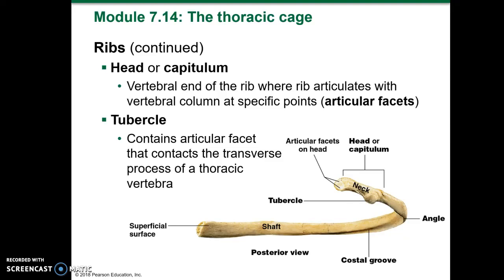This is the vertebral end of the rib where the rib articulates with your vertebral column. And specifically, it articulates at the articular facets. The tubercle contains articular facets that contact the transverse process of the thoracic vertebrae. So notice that the ribs do contact your vertebrae at 2 points.